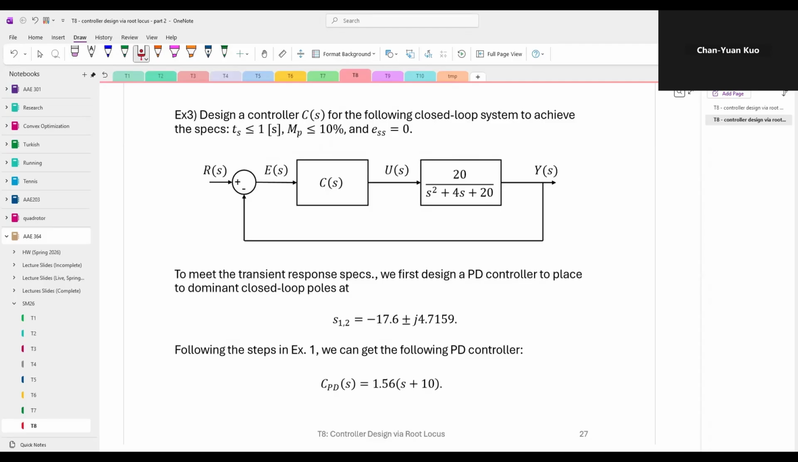And since the design procedure is essentially the same as what we covered in exercises 1 and 2, I will leave this example for you to work through on your own.